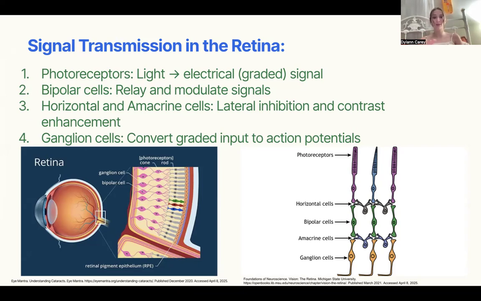Again, I just have a picture here on the right, kind of showing you the photoreceptors, the horizontal cells, bipolar cells, amacrine cells, and the ganglion cells. I really liked this picture. It really helps me get a visual of what it looks like in here. And then on the left, it shows you again where those are placed back in the retina.